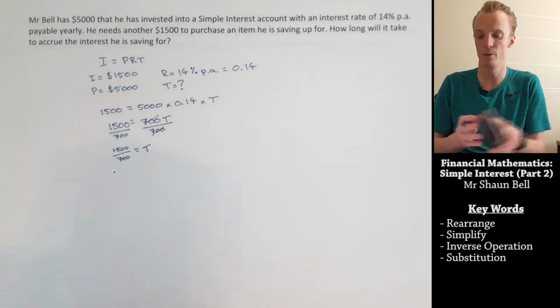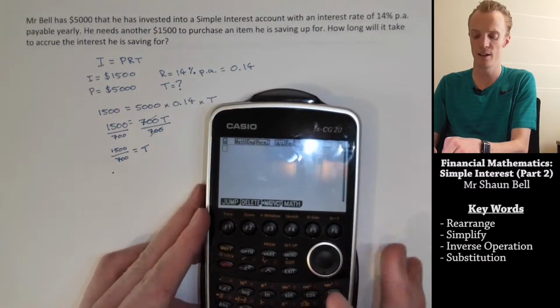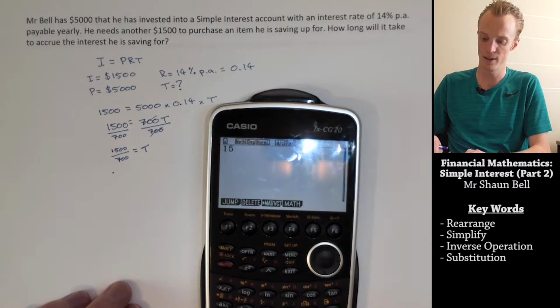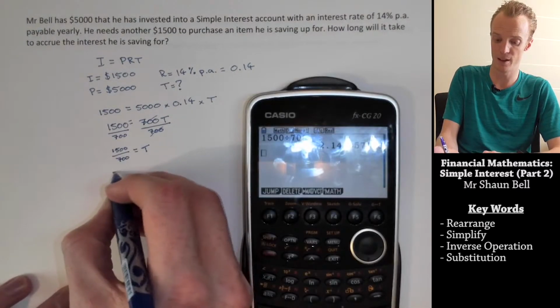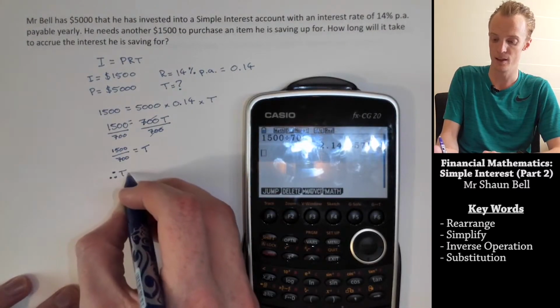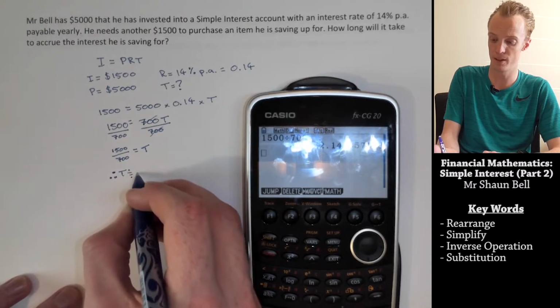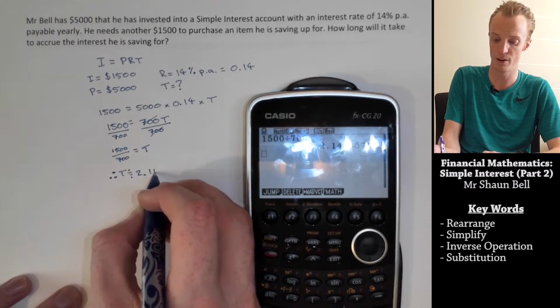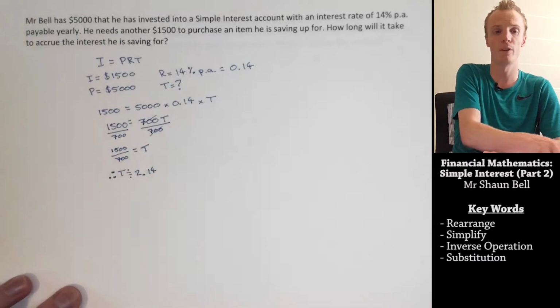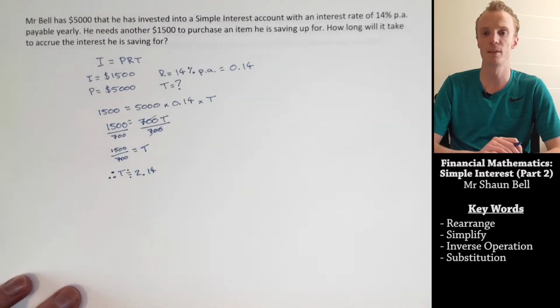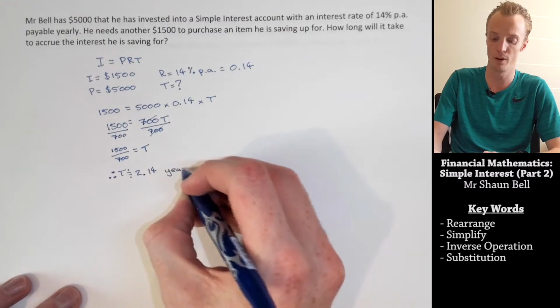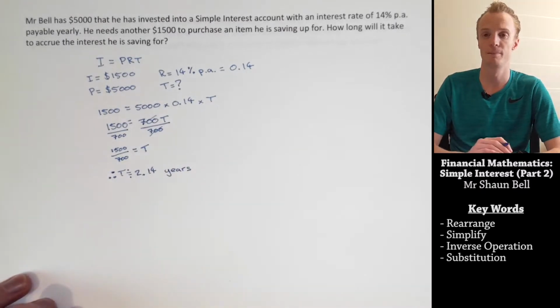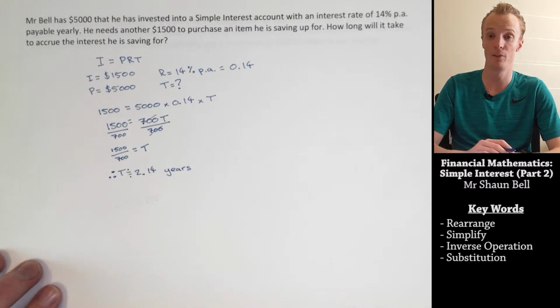Now to calculate what the T is, we can use our calculator. We can go 1,500 divided by the 700. Now we find that our answer here of T is going to be approximately 2.14. Now we've got to remember that T is always represented in years, so this is approximately 2.14 years. Now there is another way that we could have got this.